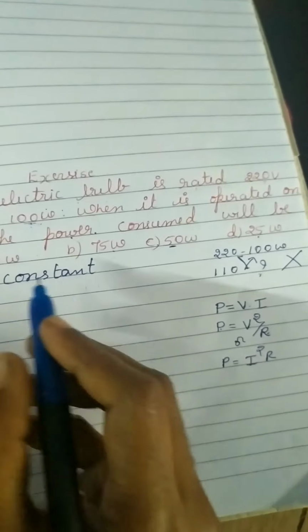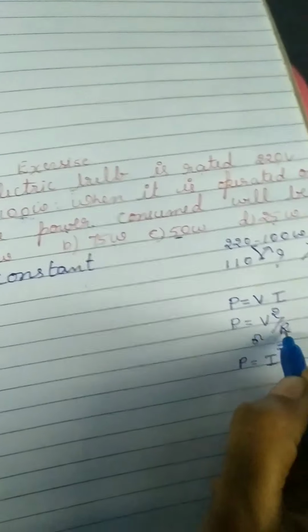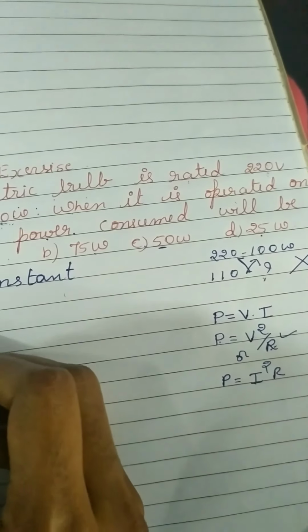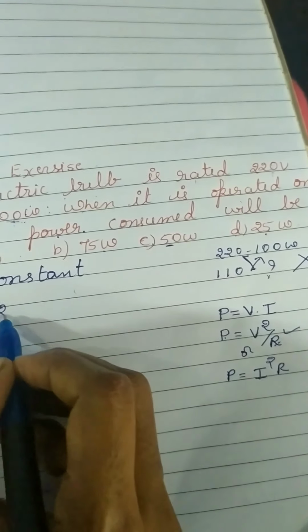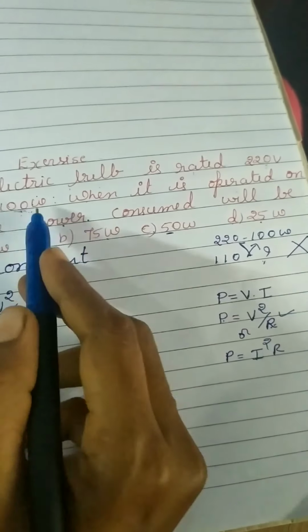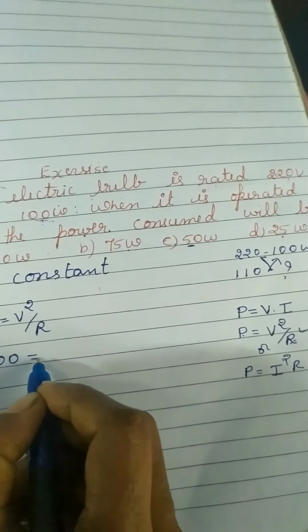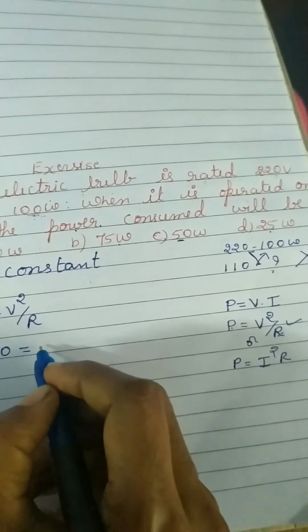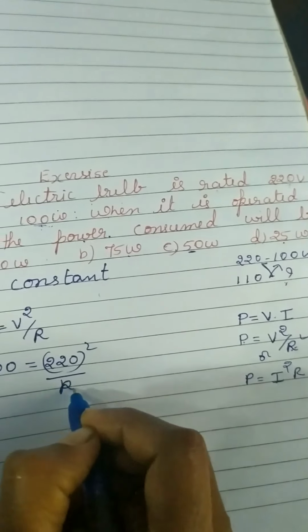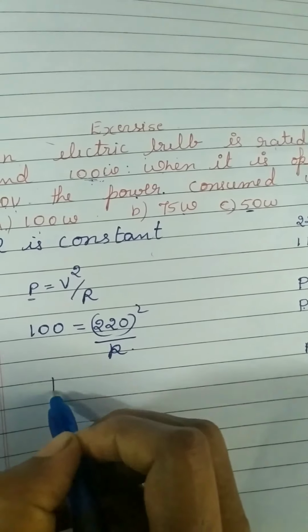Now, if we find R by using P and V, then for the next power we can easily find it out. Okay. Now, first we will calculate R, the resistance of the bulb, using this formula, P is equal to V square by R. Now, in this case, power is given, right? 100 watt is equal to V square, that is 220 square by R.